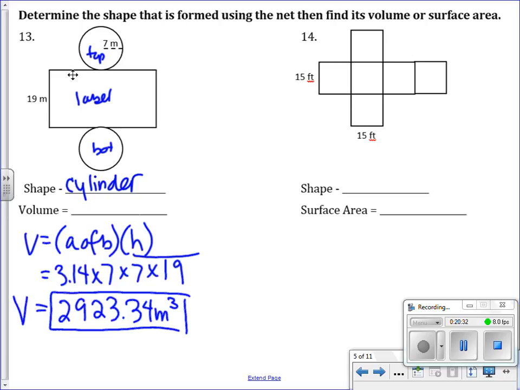Over here, when I fold this, this is actually going to become a cube. It is not a square prism. Be careful. You really should call it a cube. That is the more accurate thing. It's also not a rectangular prism because all these sides are going to be the same.